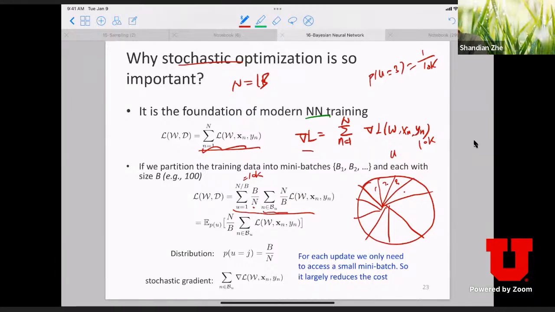Inside each mini batch, here B_u is the mini batch, we calculate the loss of each example in this mini batch times this N over B. This is the same thing. Why? Because B over N and N over B just cancel, giving 1. Then you sum over the mini batches in the outer level, and inside each mini batch you sum over each example. So overall, it is equivalent to summing over every example in the whole data set.